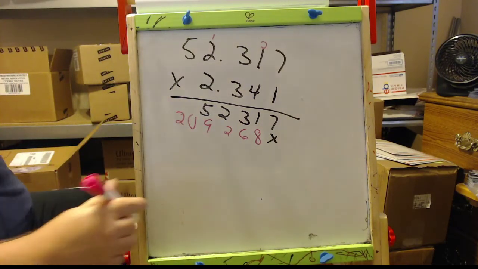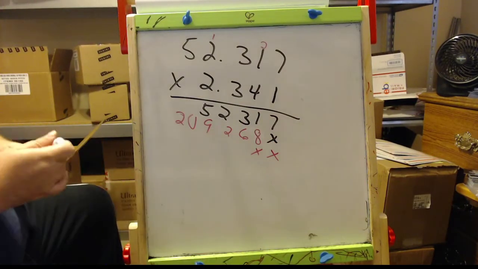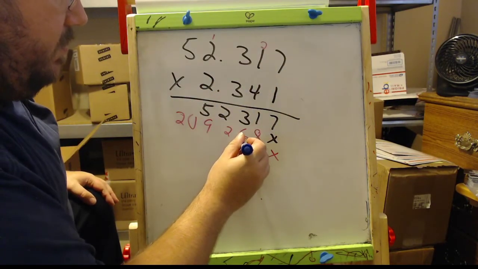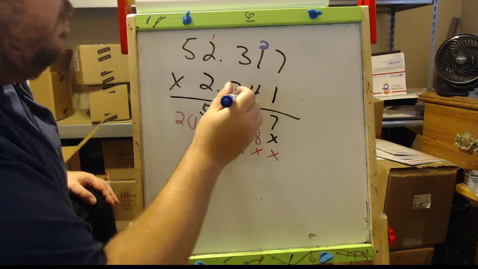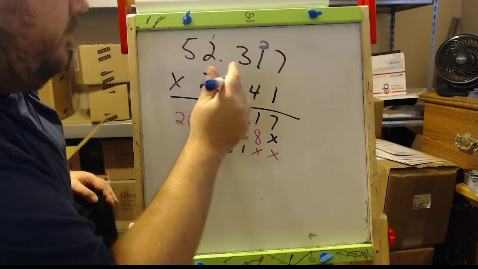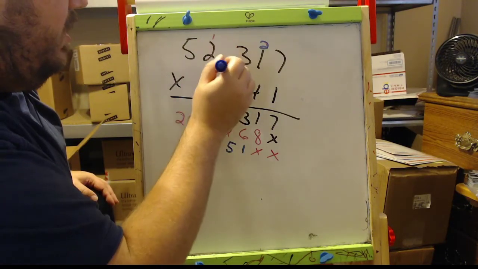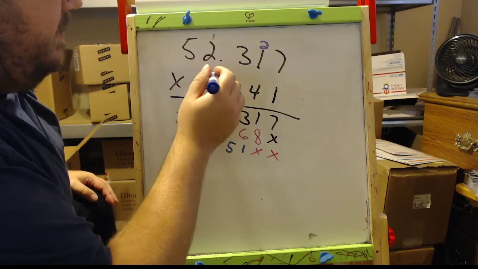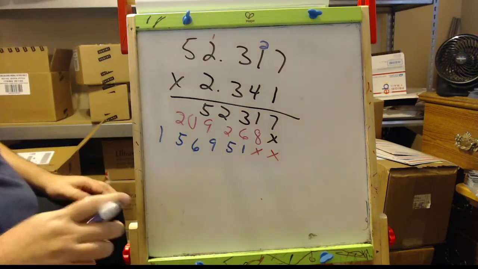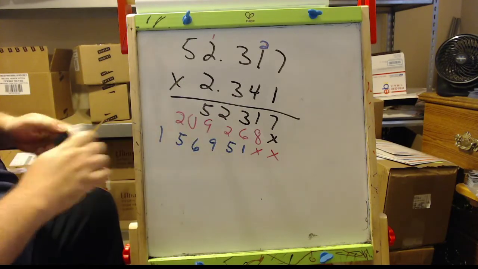Okay. Put in 2 placeholders. Let's move on to the next number. Let's move on to the 3. 3 times 7 is 21. 1. Carry the 2. 3 times 1 is 3 plus 2. That's 5. Okay. 3 times 3 is 9. 3 times 2 is 6. And 3 times 5 is 15. If I made a math error, just let me know. I know you will in an email or something.